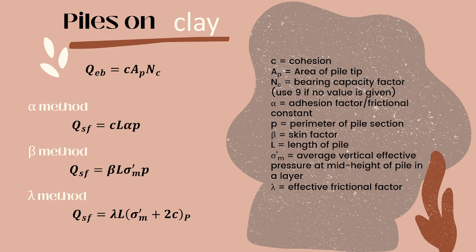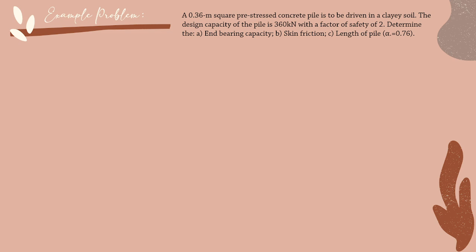And lastly, yung lambda method. So, that is lambda or the effective frictional factor times the length of pile. Times quantity sigma prime M, average vertical effective stress at mid-height of the layer. Plus 2 times the cohesion. So, quantity times the perimeter of the pile section. So, let's have an example problem.